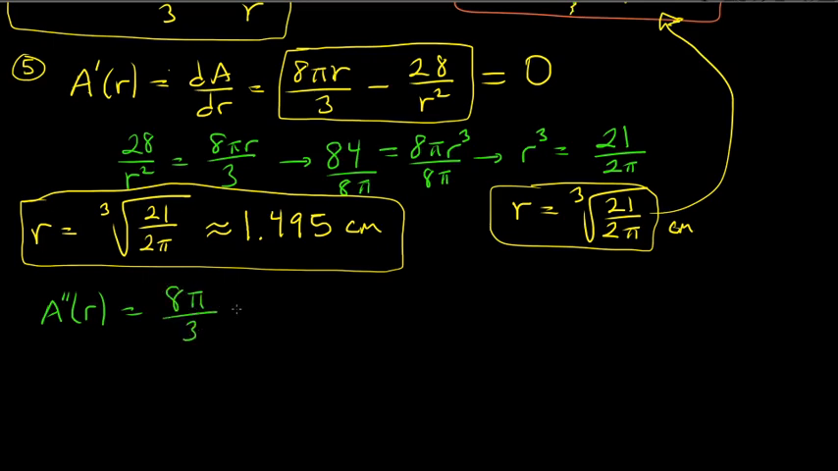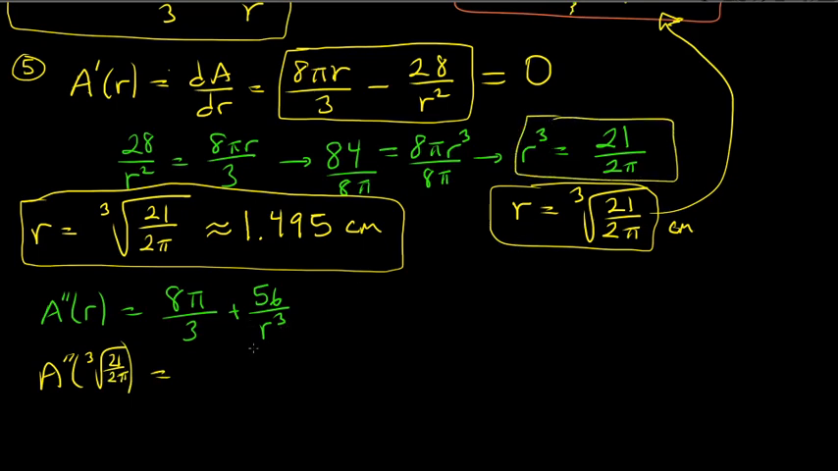8 pi over 3, and then let's see, I think we get a plus 28 times 2, 56 over r cubed. Okay. So now we just plug in this number, and you can plug in the approximate number, but I'm going to plug in the exact number. If you think I'm crazy, look, we know what r cubed is, right? r cubed is exactly 21 over 2 pi. So we get 8 pi over 3 plus 56 over 21 divided by 2 pi. So we get 2 pi in the numerator here.